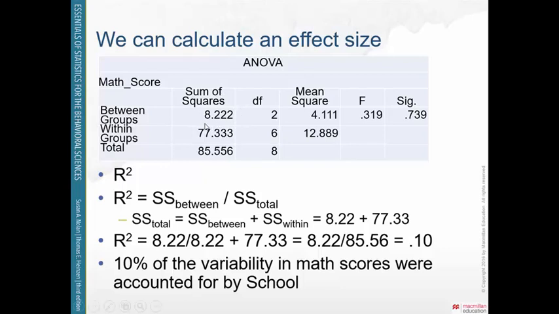But sums of squares between was 8.22 over sums of squares total, which is 8.22 plus 77.33, which is the within group variability. The total is 85.55 or 56. So we're looking at sums of squares between 8.22 over 85.56, which is 0.10. What this is telling us is 10% of the variability in math scores, remember this is your dependent variable, were accounted for by school. That's your independent variable, which means we've accounted for a small amount of variability, but we have 90% of the variability in math test scores still unaccounted for.